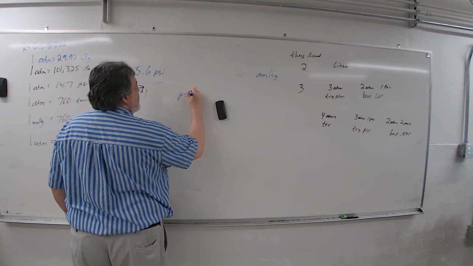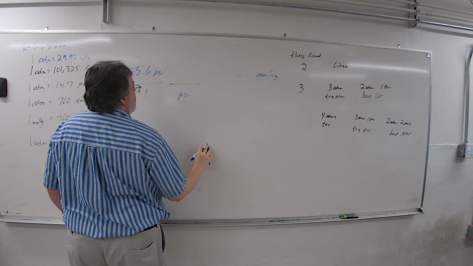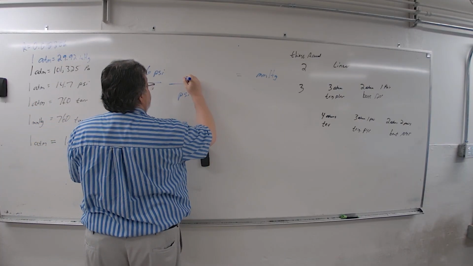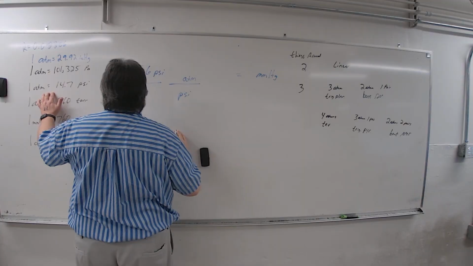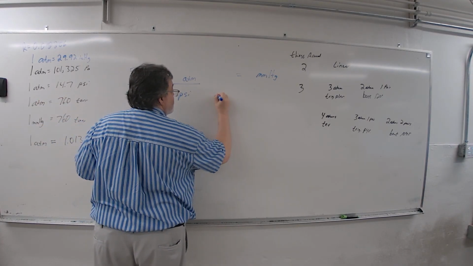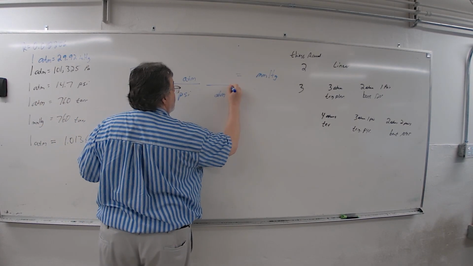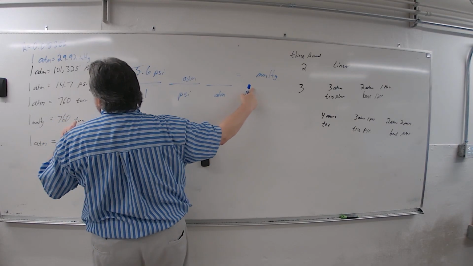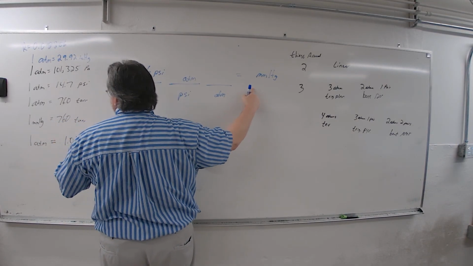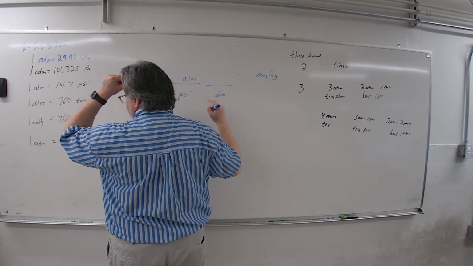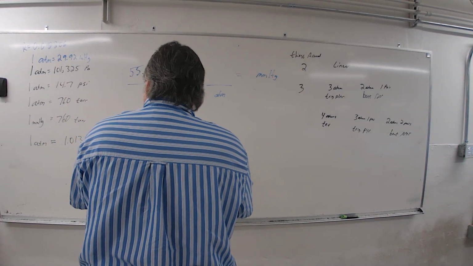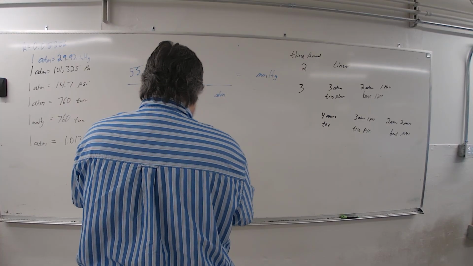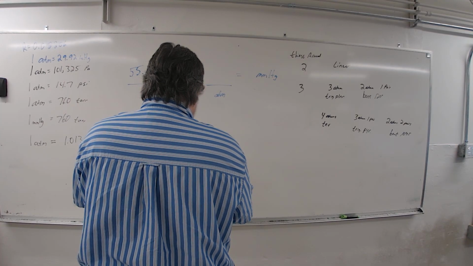We're going to need PSI down here. And we've got PSI to atmospheres. There's a few PSI to atmospheres. Then we're going to put atmospheres down here, and millimeters of mercury here. I don't want to cut that one out.